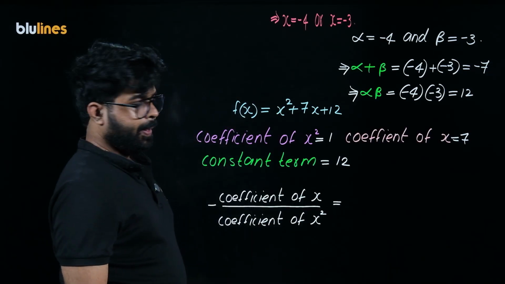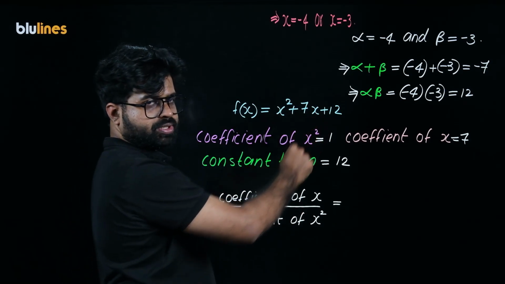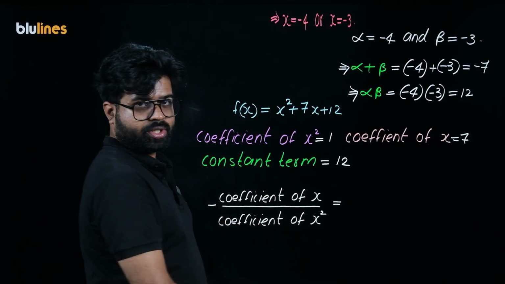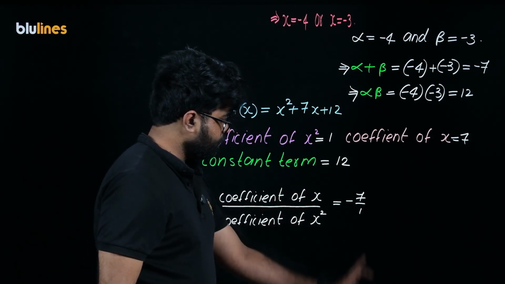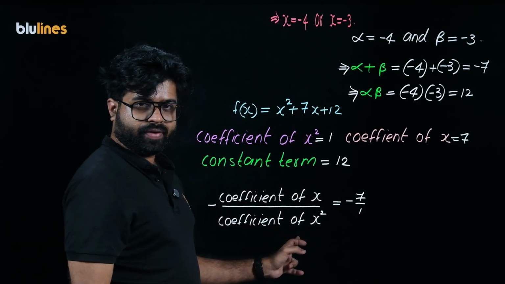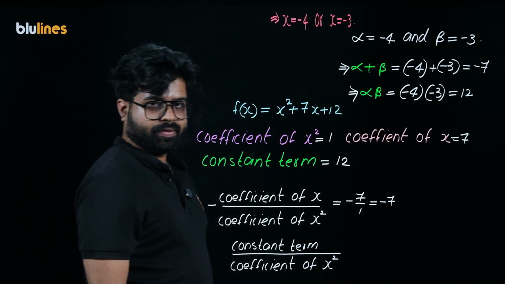Now I can say that the sum of the roots is equal to negative coefficient of x divided by coefficient of x square. So alpha plus beta is equal to negative coefficient of x divided by coefficient of x square. So negative 7 divided by 1, which is equal to negative 7.